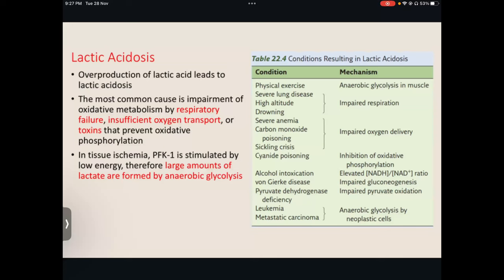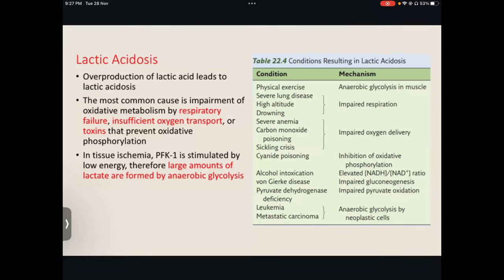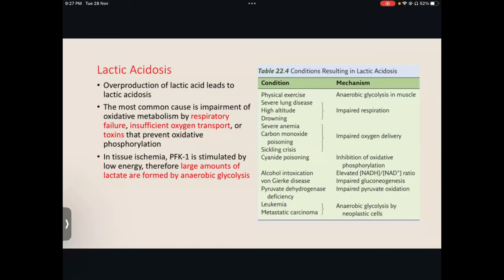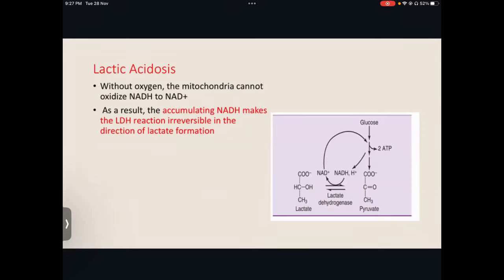And this table is just the conditions that result in it. They're not going to ask you anything specific here. It's just to give you the idea of lactic acidosis as a result of the accumulation of lactate.